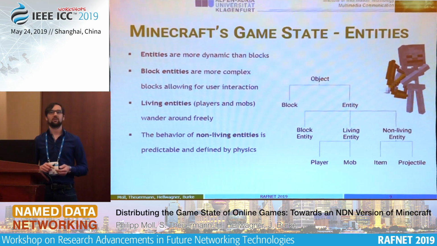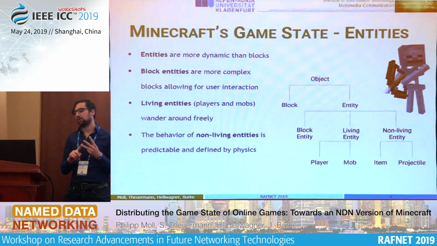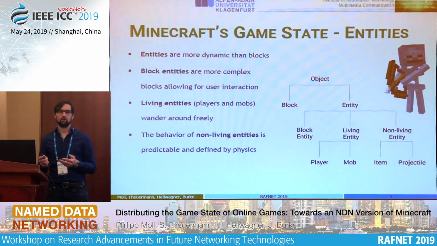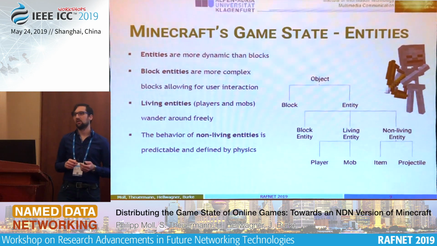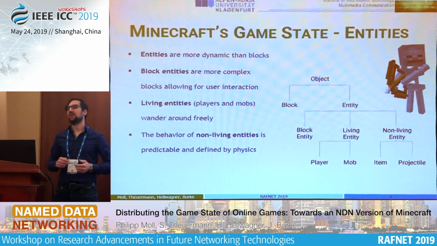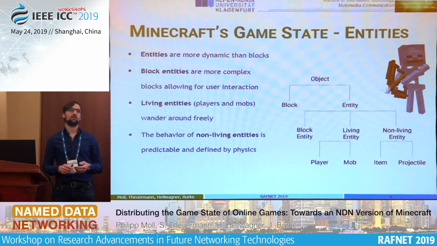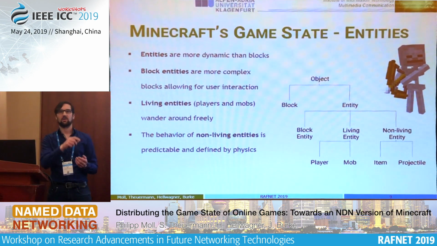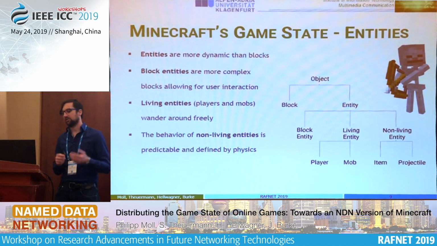And there is a third type of entities, the non-living entities, which are items or projectiles which fly around in the world. They are also dynamic because they can move, but their behavior is defined by physics. So, for instance, an item can fall on the ground and lie there until it's picked up, or an arrow flies through the world until it hits another object and stays there.